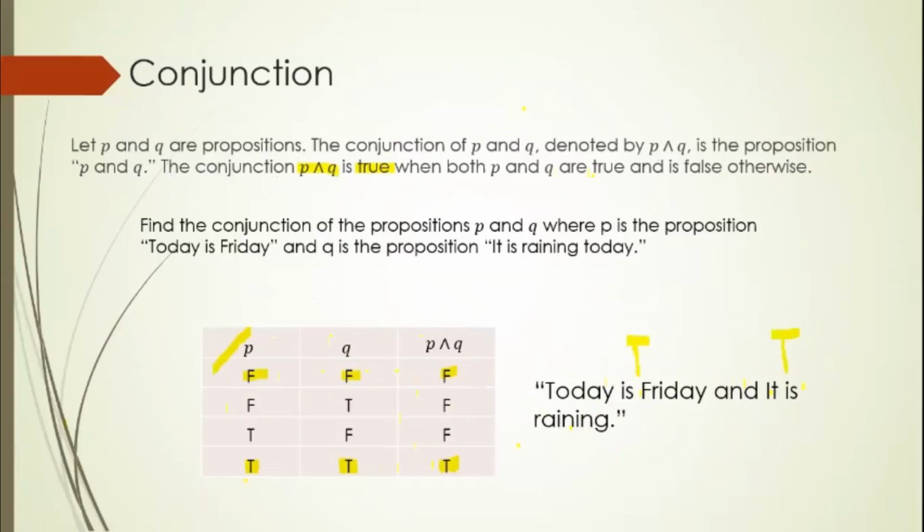For the second condition, false true, so we are going to make it false true. Today is not Friday and it is raining. For the third condition, true false. Today is Friday and it is not raining. So that is how we make this statement follow our proposition here.